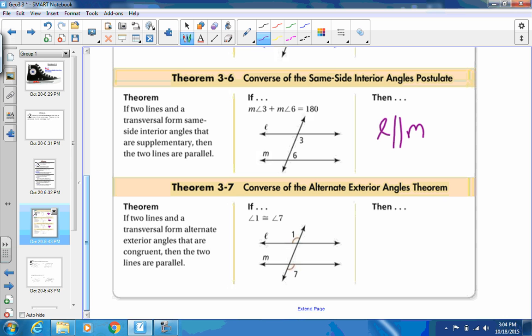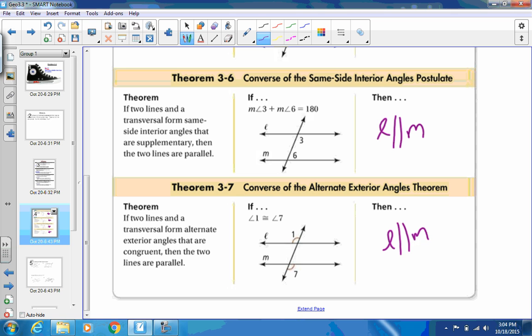And the last one, dealing with alternate exterior angles, which I think was the third one on the last page. If angles 1 and 7, which are alternate exterior angles, are congruent, then line L, you can probably guess it, is parallel to line M.